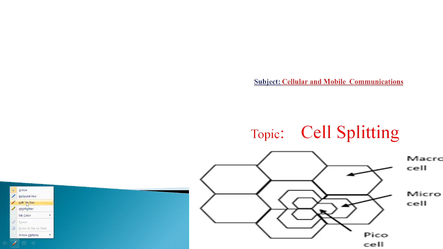Cell splitting. Cell splitting is used to increase the frequency reuse concept in mobile communication systems.